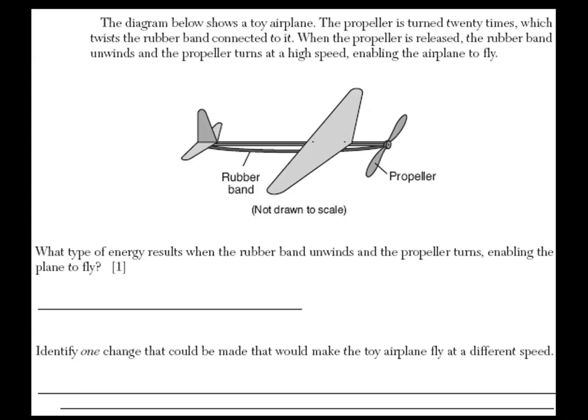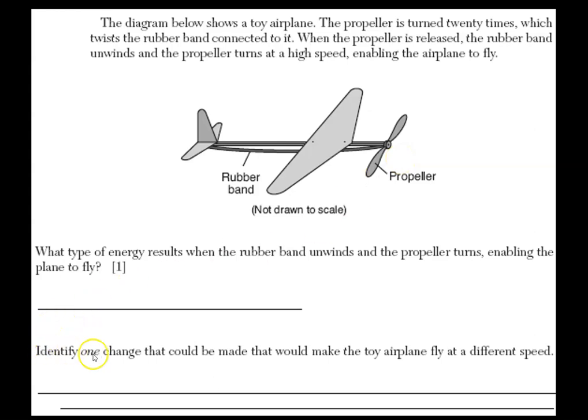But the question is, what type of energy results when the rubber band unwinds and the propeller turns, enabling the plane to fly? Well, we've talked about mechanical energy. That's energy that has to do with objects, whether they're moving or they're held in a certain position. And then we've also talked about the types of mechanical energy, which is like potential, which means energy stored there, or kinetic, the energy of motion. Which of those two would be going on with this plane once the propeller starts to spin? If you think it's kinetic energy, you're right. The kinetic energy is going to be obvious when the propeller spins. The propeller's moving. Energy of motion is kinetic energy.